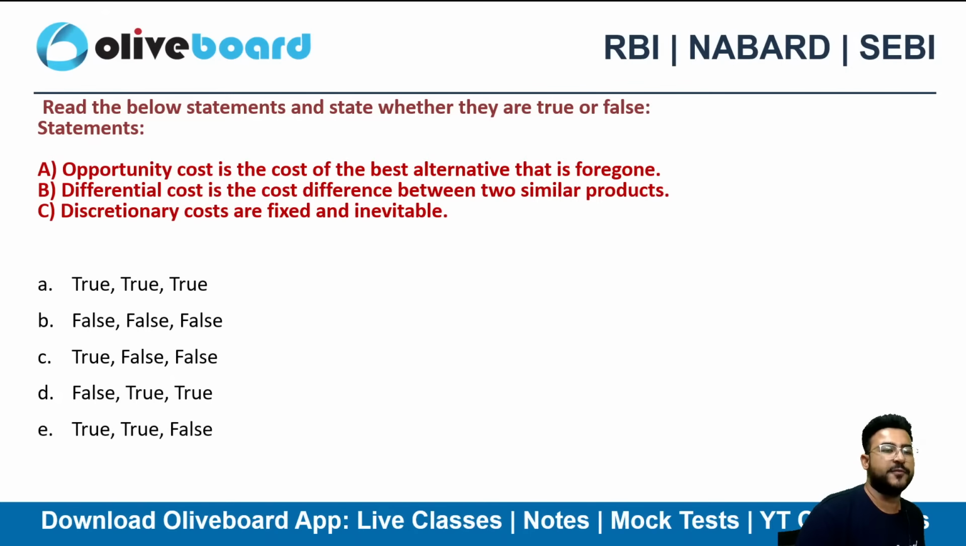Next one, which of the following statement are true and false? Opportunity cost is the cost of the best alternative that is foregone. Next best alternative basically. Differential cost is the cost difference between two similar products, and discretionary cost is fixed and inevitable. Here the correct choice will be option C. First one is correct, second one is false, third one is again false.